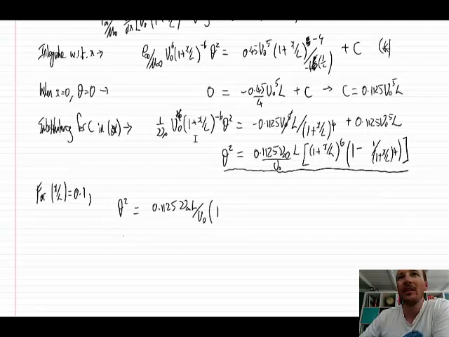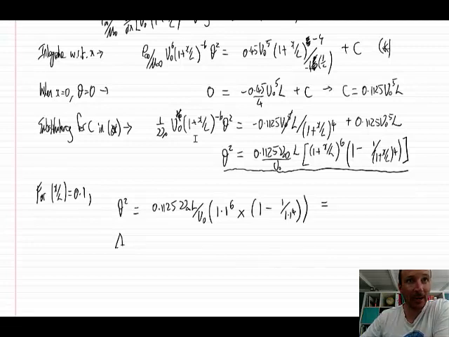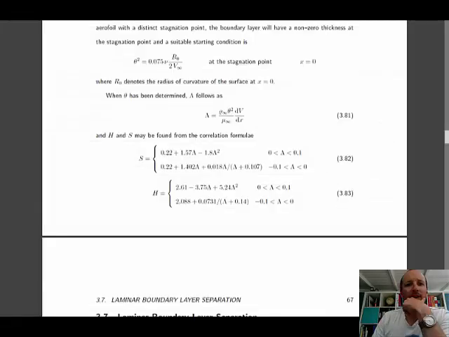So we get 1.1 to the 6 times 1 minus 1 over 1.1 to the 4, and we get a value out obviously in terms of nu L and u naught, which we could then plug into the expression for gamma, for lambda, sorry. Remembering that capital lambda, this parameter that appears in the method, is rho infinity theta squared over mu infinity dv by dx.